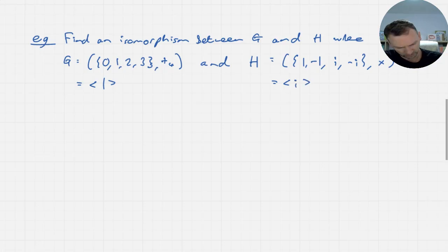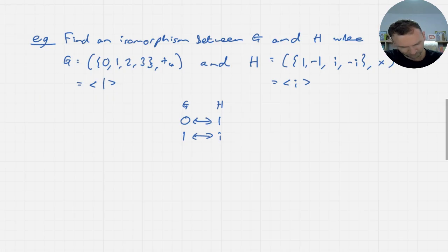Now, once we've got that, if we're trying to look for an isomorphism between the elements of G and H, then the identities must match up. So my identity of G is 0, my identity of H is 1. So there must be a mapping between those. And then 1, the generator of G, I'm going to match up with the generator of H here, which is i.